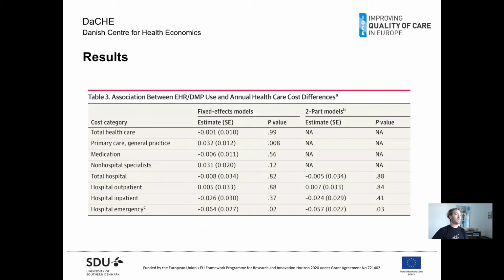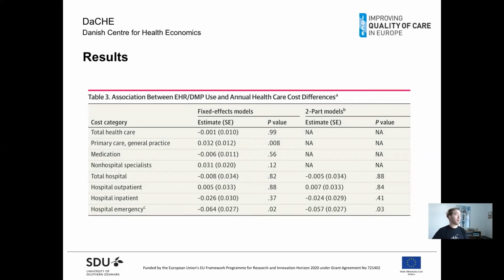When we do the statistical analysis, we see indeed at the most important healthcare cost category, which is total healthcare costs, there's no difference statistically. Where we do see some differences are at the general practice level, where we see a small increase, about 3%, highly significant, and that sort of makes sense. That's where this electronic healthcare record system existed and would have made the most obvious difference to healthcare costs. For medication costs, we see nothing. Non-hospital specialist costs, nothing. Total healthcare cost, total hospital costs, nothing. Outpatient and inpatient costs, also nothing.